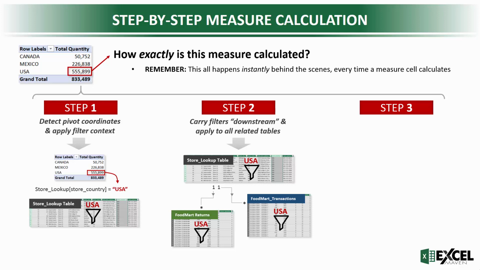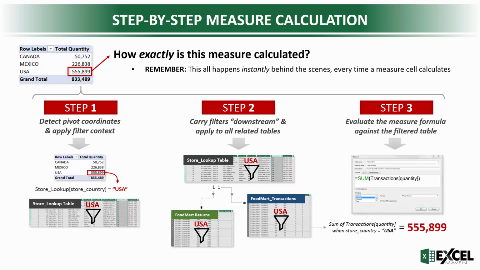Step two, those filters get carried downstream and applied to any related tables. So in this case, let's say in our data model, we've got two data tables, both downstream of and related to the store lookup table. Once that store lookup table is filtered down to only USA rows, that filter context flows through those relationship lines down to the downstream related tables. As a result, both the returns and the transactions tables will filter down to USA rows as well.